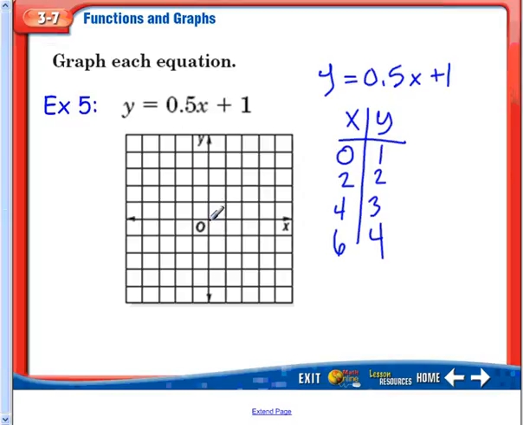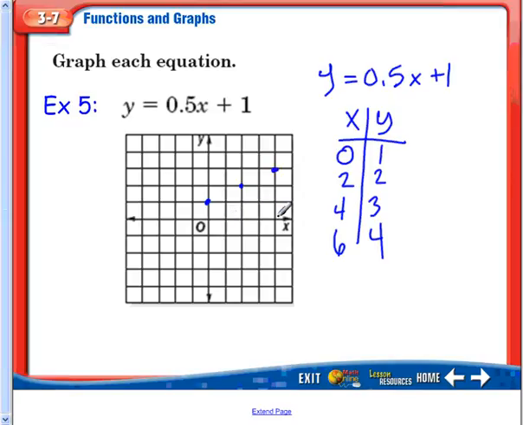So I can graph these points. 0, I'm not going to move anywhere, and I'm going to go up 1. Right 2, up 2. Right 4, 1, 2, 3, 4. Up 1, 2, 3.